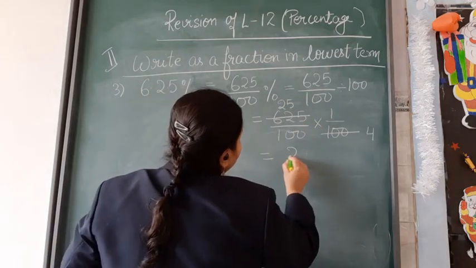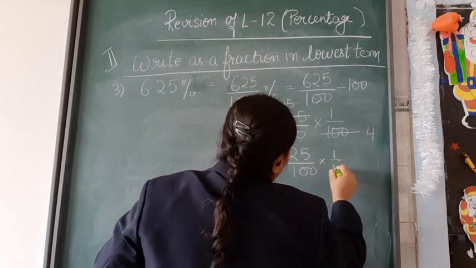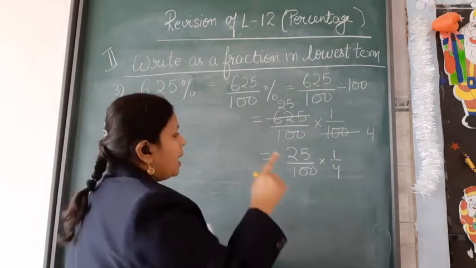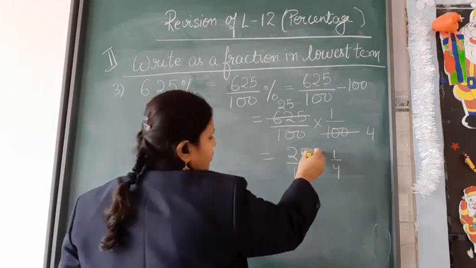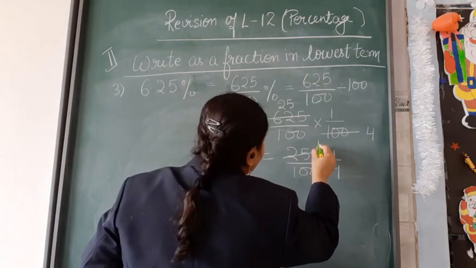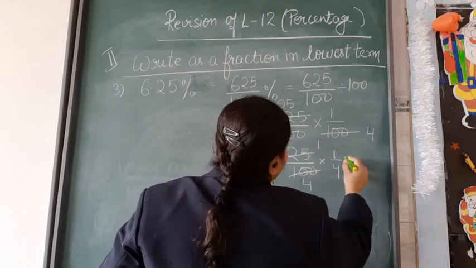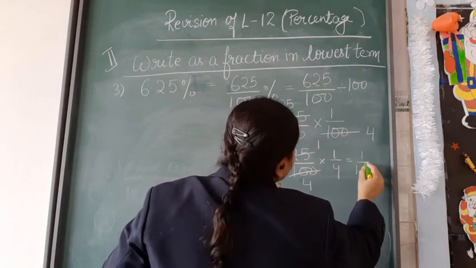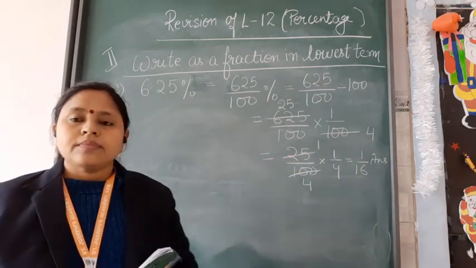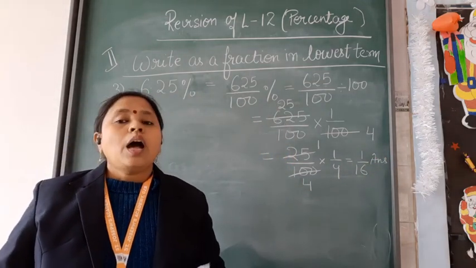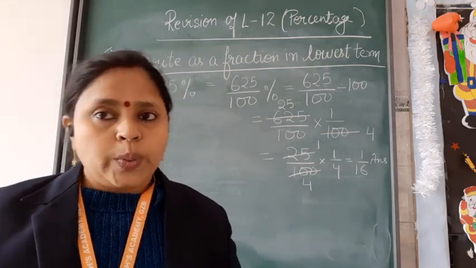Let us write this. Now we have 25 upon 100 divided by 1 by 4. Okay. Now, in this step, I am going to divide 25 in the numerator and 100 in the denominator by common number 25. So, 25 divided by 25 is equal to 1 and 100 divided by 25 is equal to 4. So, what is left? 1 upon 4 and that is our answer.